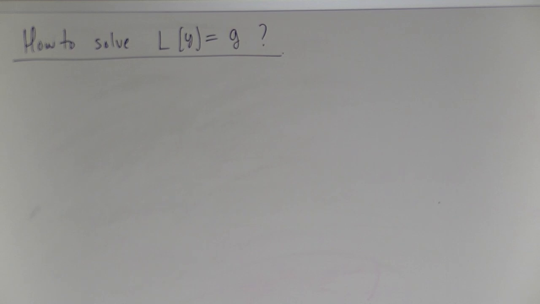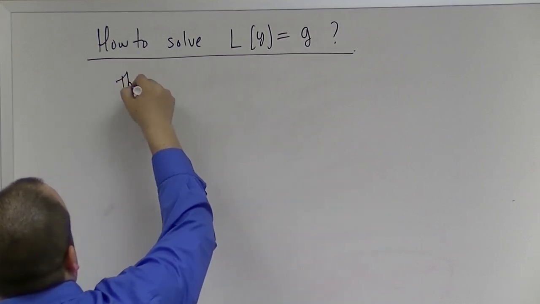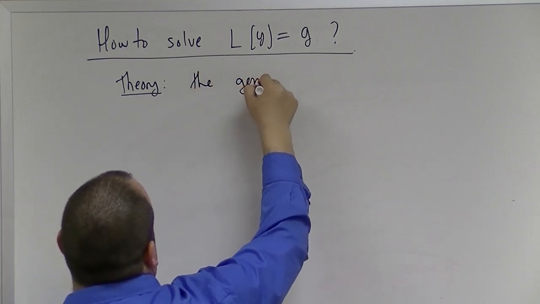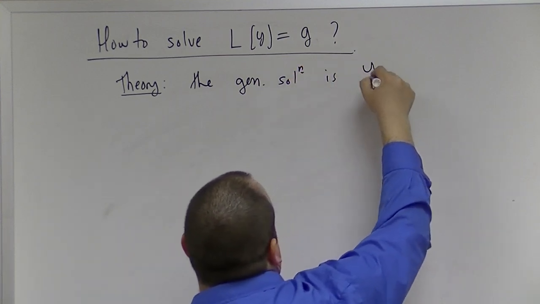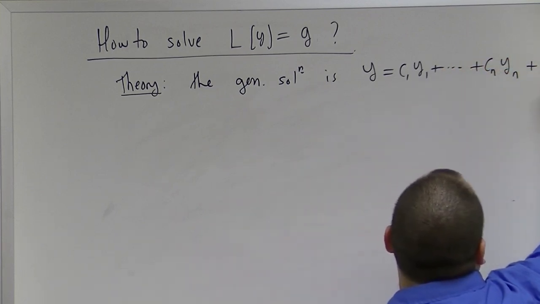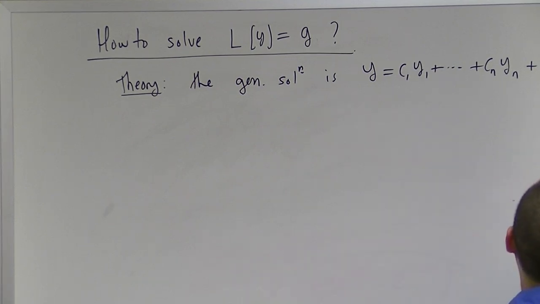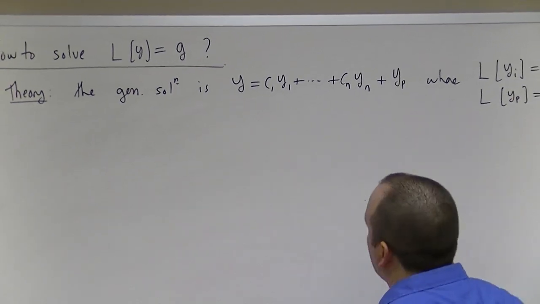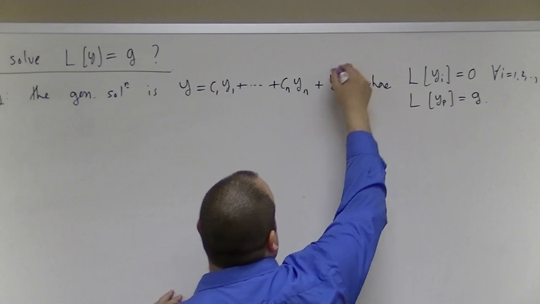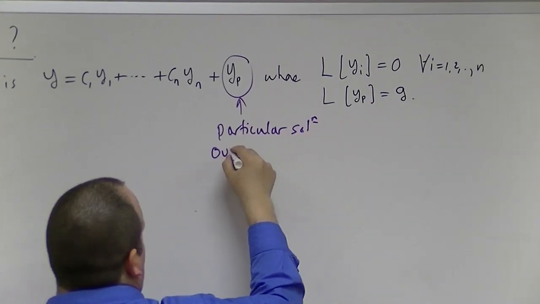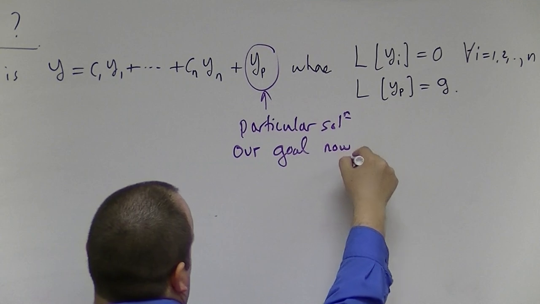There are two main methods here. So first of all, what's the general theory? Here's the theory. The general solution is y equals c1y1 plus ... plus cnyn plus yp, where L of yi equals 0 for all i = 1, 2, ..., n, and L of yp is equal to g. So this yp is the particular solution, and our goal now is to find it.